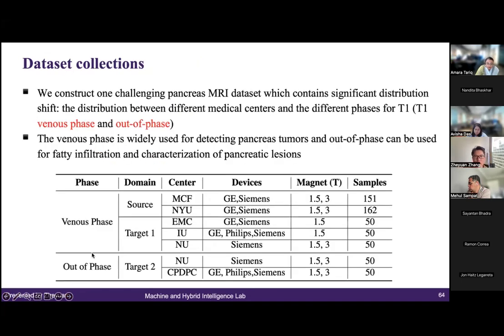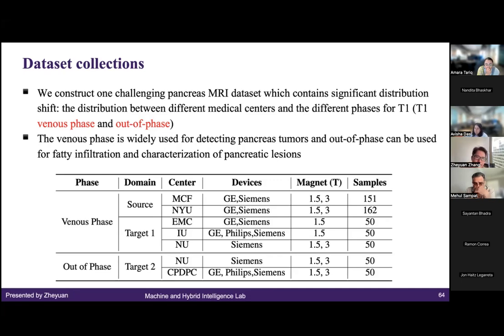And we test our performance on our collected MRI datasets. Here we further extended our collected datasets and split the data as such. We investigate two kinds of domain shift. One is the domain shift between different data centers under the same phase. Another one is between different MRI sequences, because we know that for MRI segmentation, different sequences are used for different diseases or different purposes, and these different sequences can play a very important role.